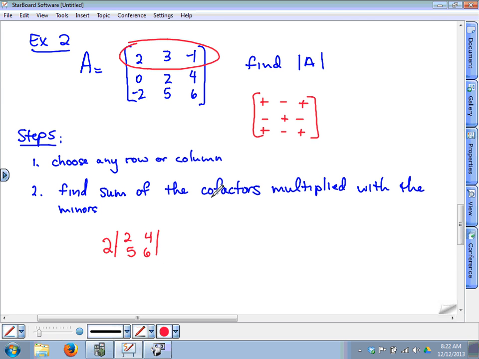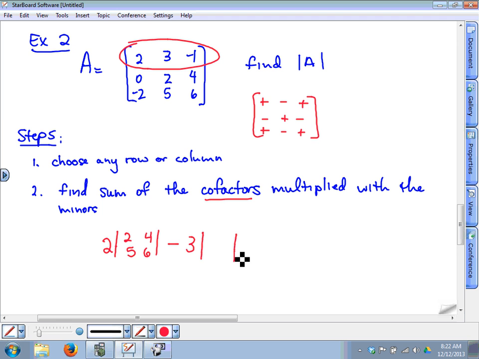Because we're finding the sum of the cofactors multiplied with the minors. But that's just the first cofactor multiplied with its minor. We need to move across the row now because we've just done the first one. So now move to the next entry. The entry is 3, but what's the cofactor? We're going to minus 3, because that cofactor turns out to be negative 3.